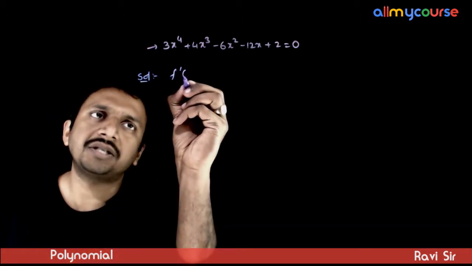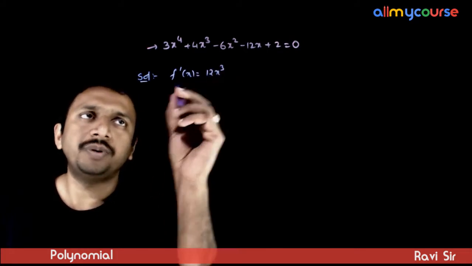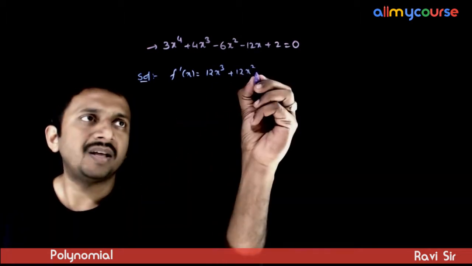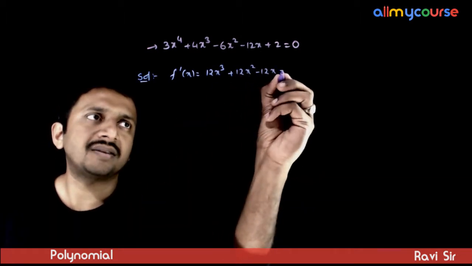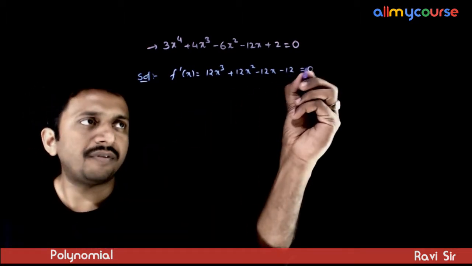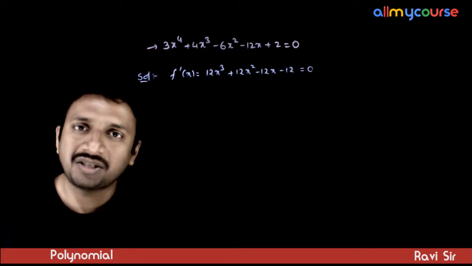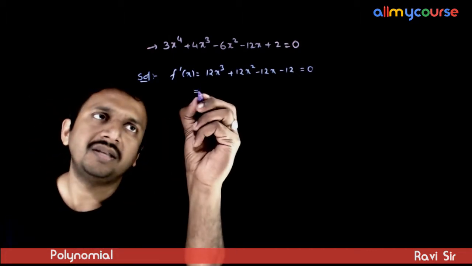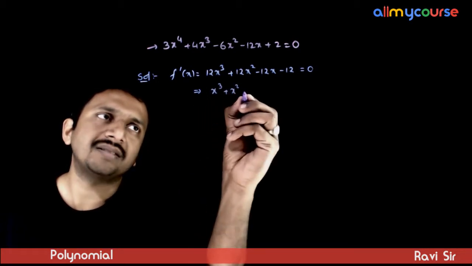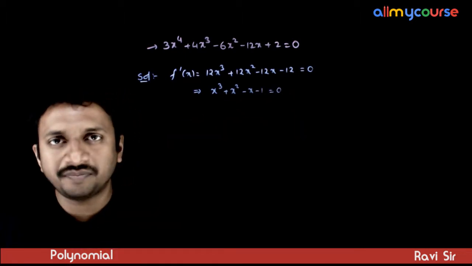So f dash of x is nothing but 12x cube plus 12x square minus 12x minus 12. So let us try to solve f dash of x is equal to 0. It means where are the stationary points for this function. This implies if you take 12 outside, x cube plus x square minus x minus 1 is equal to 0.